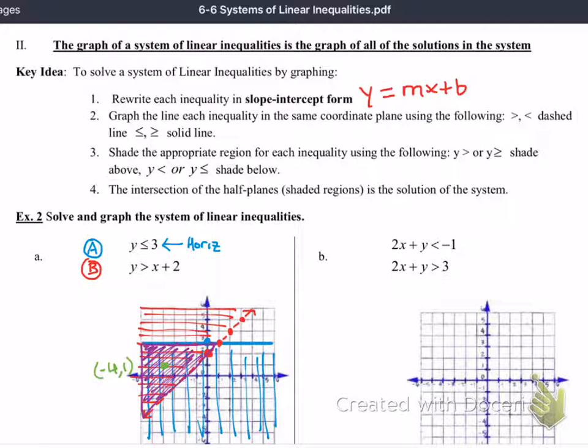So why don't you pause, try letter B on your own, and then you're going to check your answers, and then tomorrow when you come to class, I'm going to give you the back page of the notes, and we're going to work on that in class together. So pause for a bit, try line A and line B for example 2A.